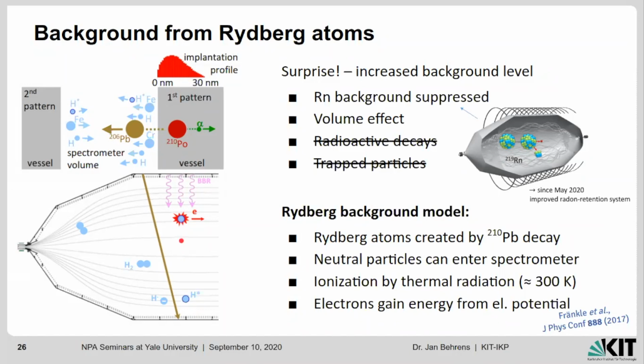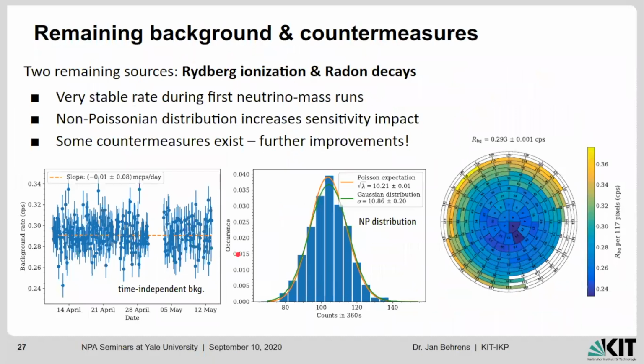And so since we operate the spectrometer at room temperature, the thermal radiation is sufficient to ionize these Rydberg atoms. And then electrons are emitted after the ionization. The electrons gain energy from the electric potential and then again share the same energy region with the tritium signal electrons. So this is again background that is hard to suppress on the detector, but we are looking into options to suppress the generation mechanism. And as I mentioned, this is the major contribution of our current background.